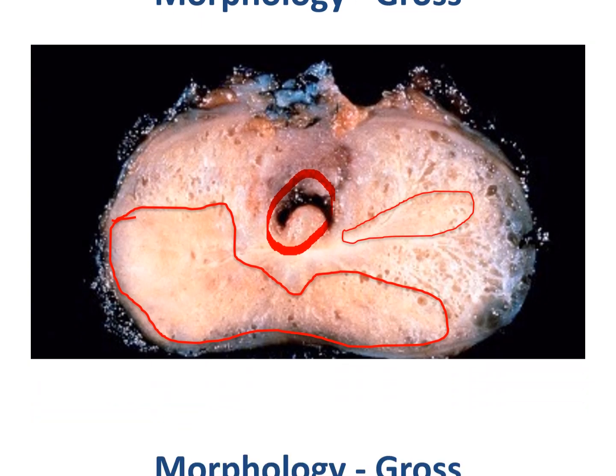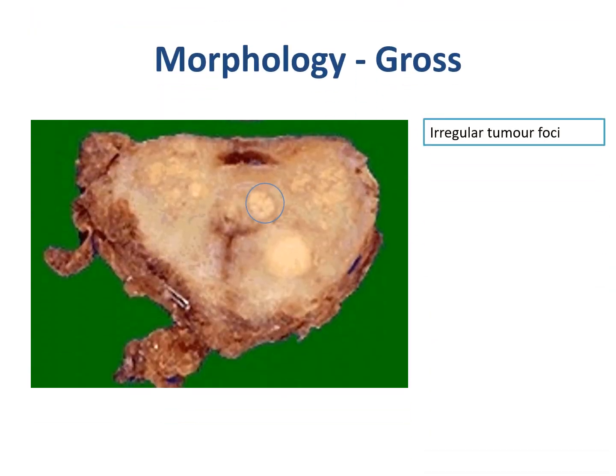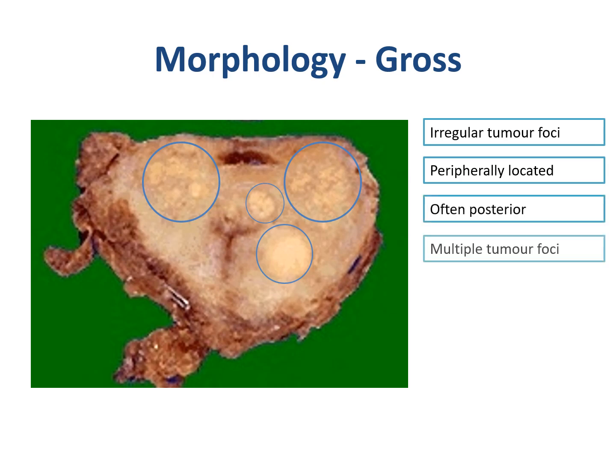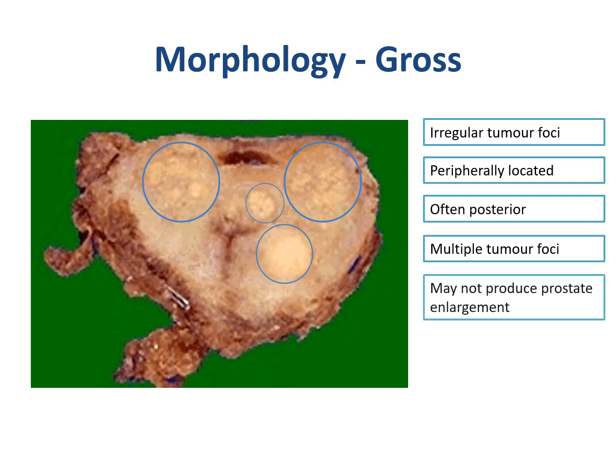Here's another image of prostatic adenocarcinoma, a gross morphology of it. Again, the prostate is relatively small or preserved in terms of size, and here you have multiple tumor foci, as highlighted by the circles. Again, they are peripherally located, often posteriorly, and they often form multiple ill-defined foci of tumor.